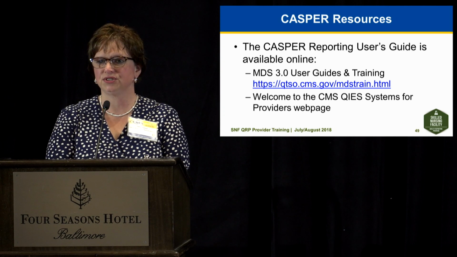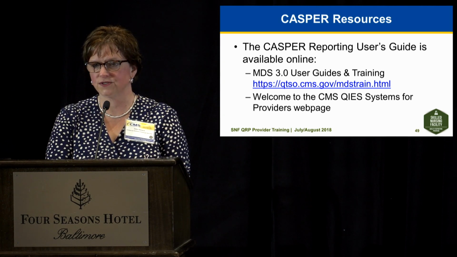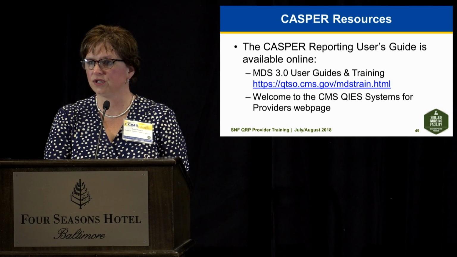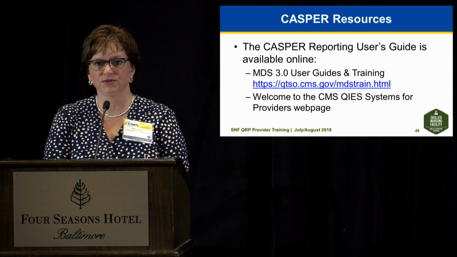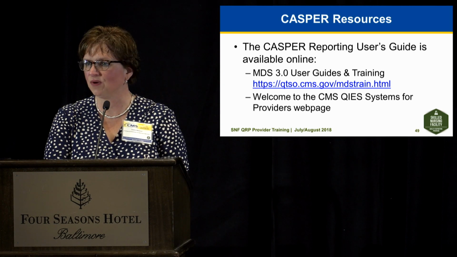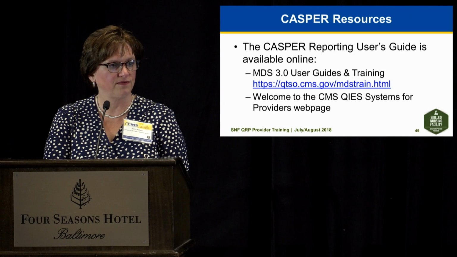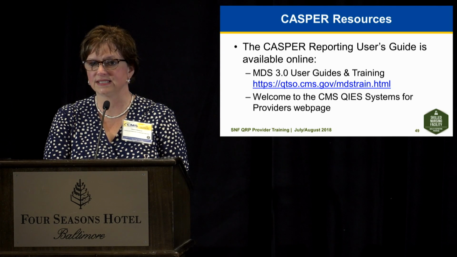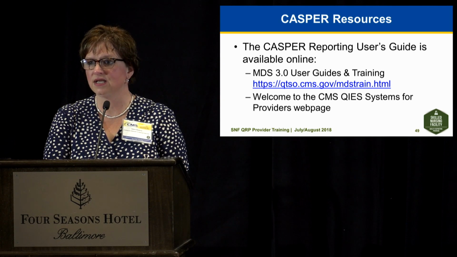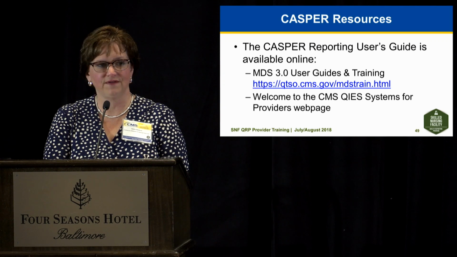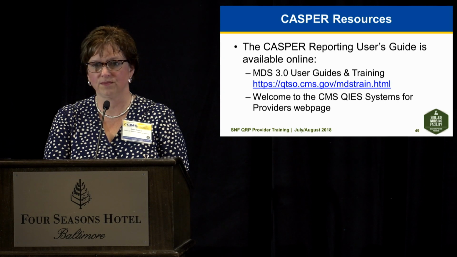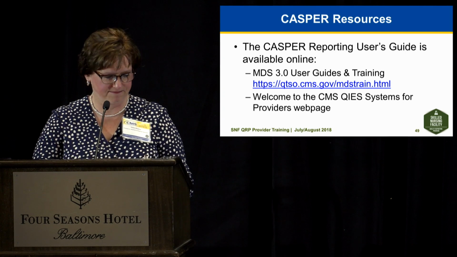If you would like to obtain additional details about the Review and Correct report or the SNF QRP Quality Measure reports, I would encourage you to access the CASPER Reporting User's Guide. This User's Guide is available to you on the Keys Technical Support Office or QTSO website, and we've included a link to that website for you on the slide. But it's also available to you on the Welcome to the CMS Key Systems for Providers webpage. When you access the CASPER Reporting Guide, as you know, there are a number of different sections available to you for reference. The information about the SNF Quality Reporting Program reports is contained in Section 13.